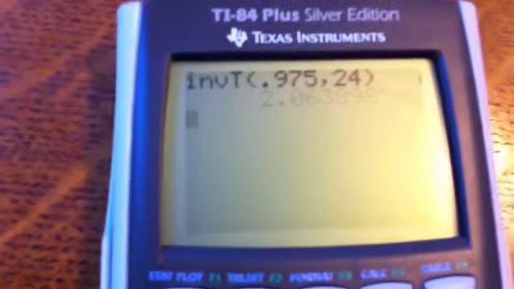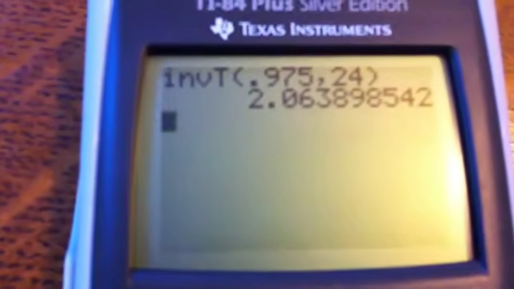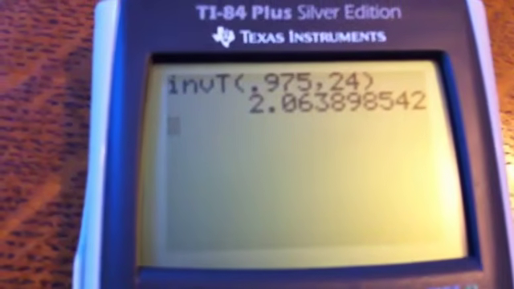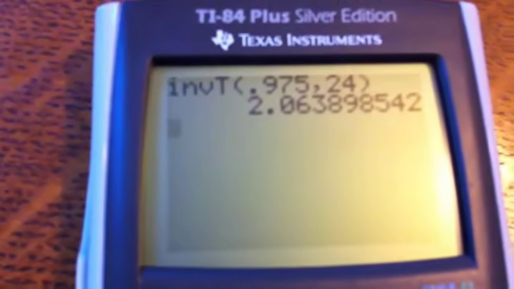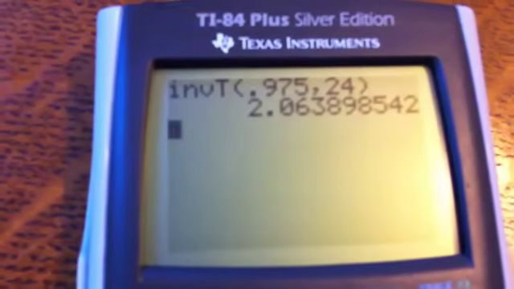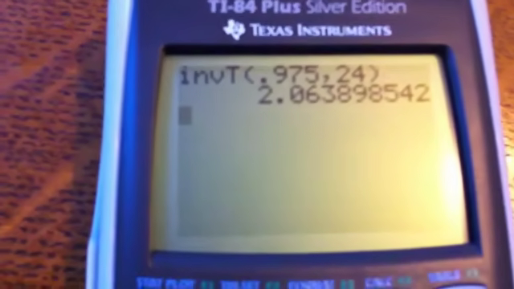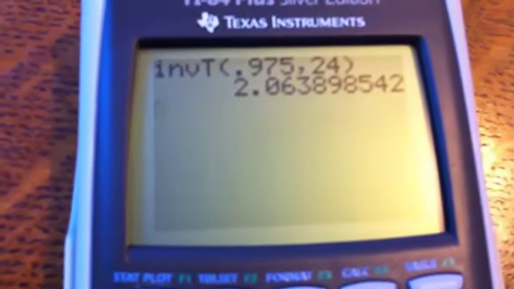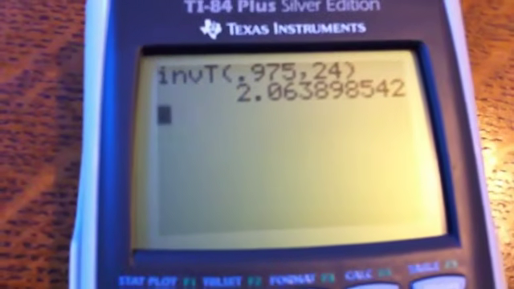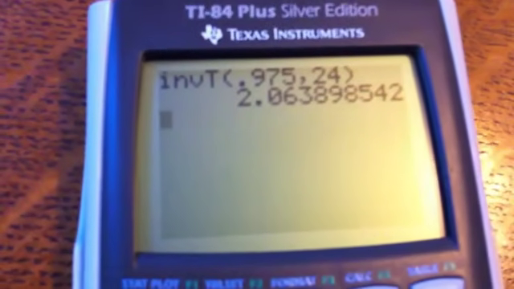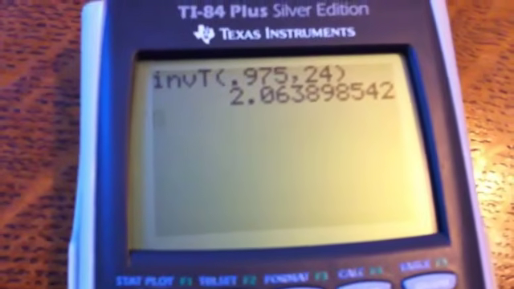Enter. It thinks, and then there's your value. 2.06, and if we round it up to match with the table, you get 2.064. You can use as many decimal places as you want when you're constructing your confidence interval here. So if you wanted to keep it as the whole thing, you could use that. And that's how you find your t.